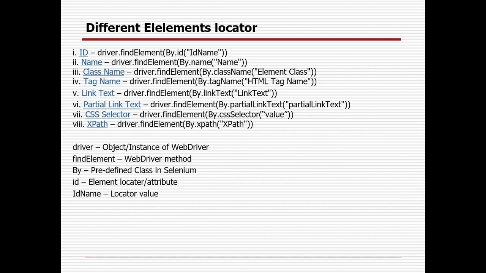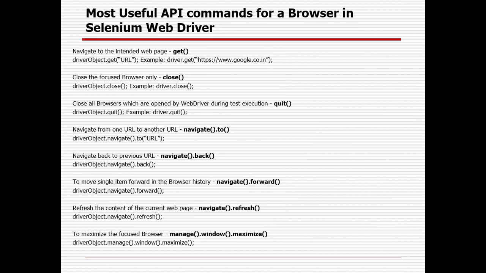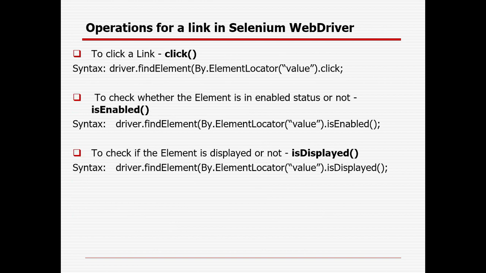These are the different web page operations like get title, get page source, and get current URL for Selenium WebDriver. These are the useful commands in the browser in Selenium WebDriver like get, close, quit, navigate to, navigate back, navigate forward, navigate refresh, manage window, maximize. These are the different operations to interact with the input field: send keys, is displayed, is enabled, clear and get attribute. And for the link, these are the different methods available: is displayed, is enabled, and click, in case you want to interact with it using Selenium WebDriver.